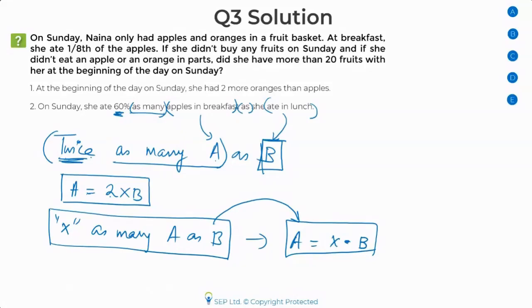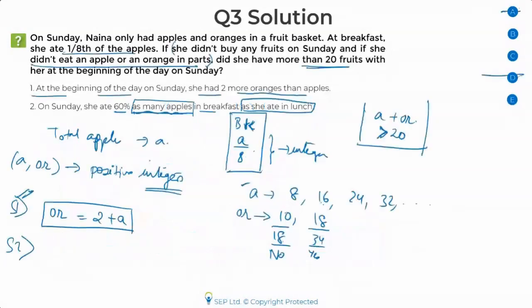So in this case also, when I see the second statement, I'll see 60% as many apples in breakfast. Now I know how many apples she had in breakfast. In the question stem, it was given to me that she ate A by 8. So I can say as many apples in breakfast is 60%, which is 3 by 5, of as much as she ate in lunch. So apples in lunch, I'm writing it as A capital L. Now if I solve this, I'll get AL is equal to 5A by 24.